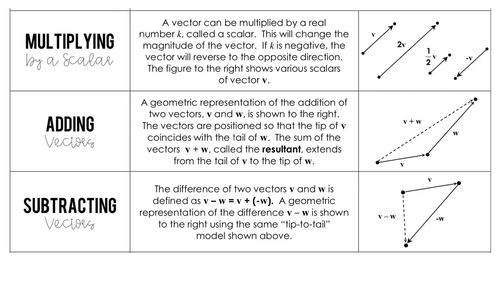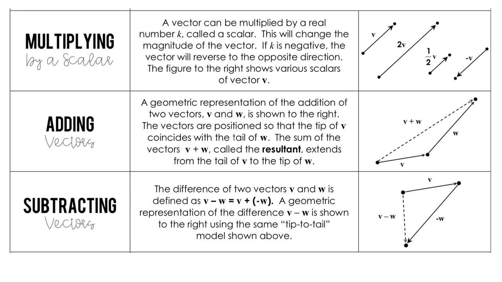In this video, we will discuss different types of operations on our different vectors. And the first one that we're talking about is multiplying by a scalar. Notice that a scalar is a real number, k, and the change will be in the magnitude of the vector. And so if k is negative, notice that you will end up with the opposite.